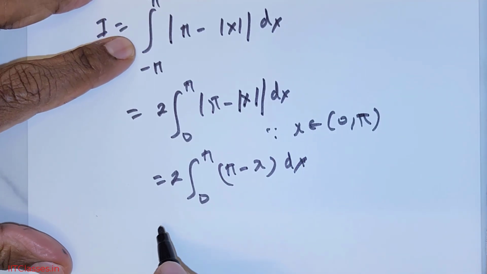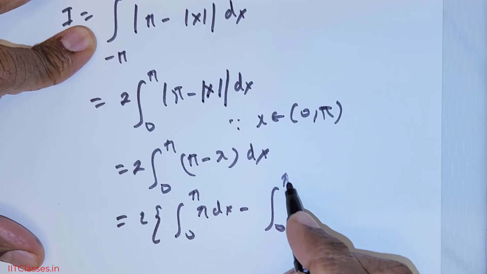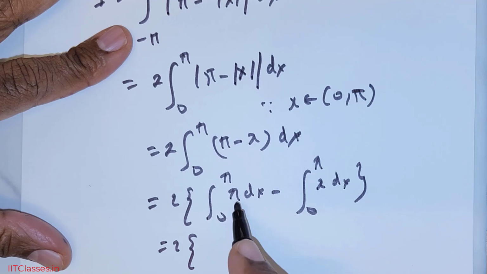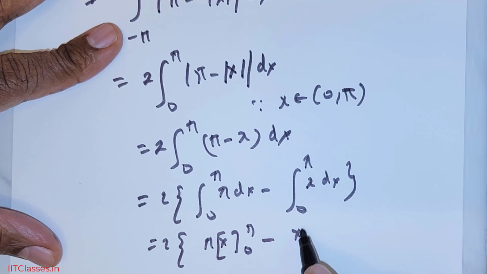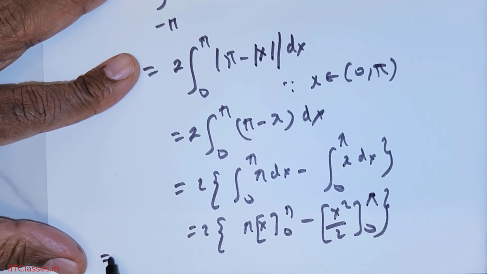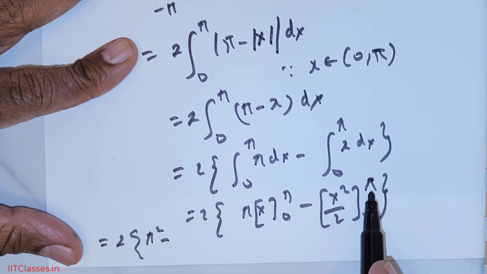So if we are to integrate this, it is going to be 2 times integral 0 to pi dx, negative integral 0 to pi x times dx. This is 2 times pi times x, limits are 0 to pi, negative x squared over 2, the limits are 0 to pi. So I substitute the upper limit, I get pi squared, lower limit is 0. I substitute the upper limit, I get pi squared over 2.